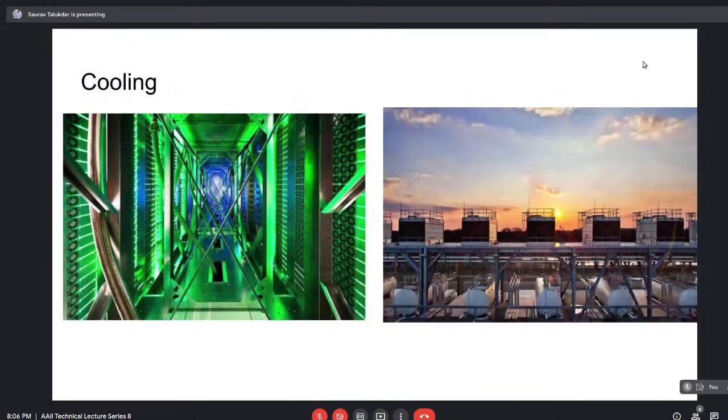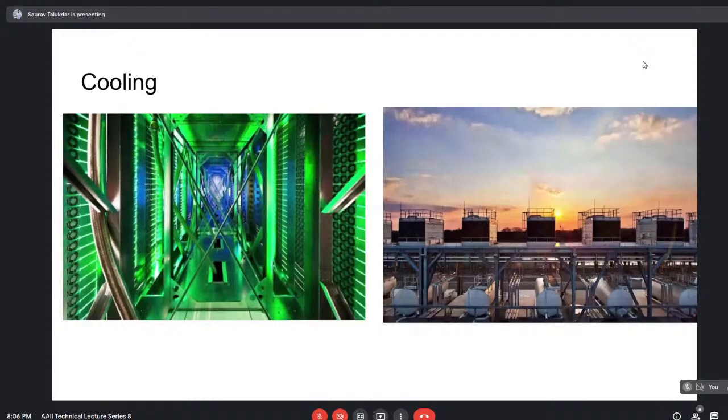So far, I think what we talked about is computers, the network, and the operating system. Now we are going to talk a little bit more about the physical infrastructure side, which is cooling and electrical power.